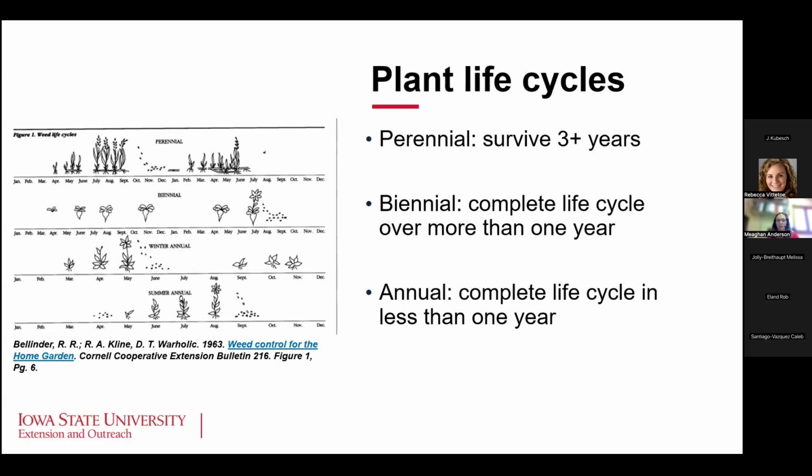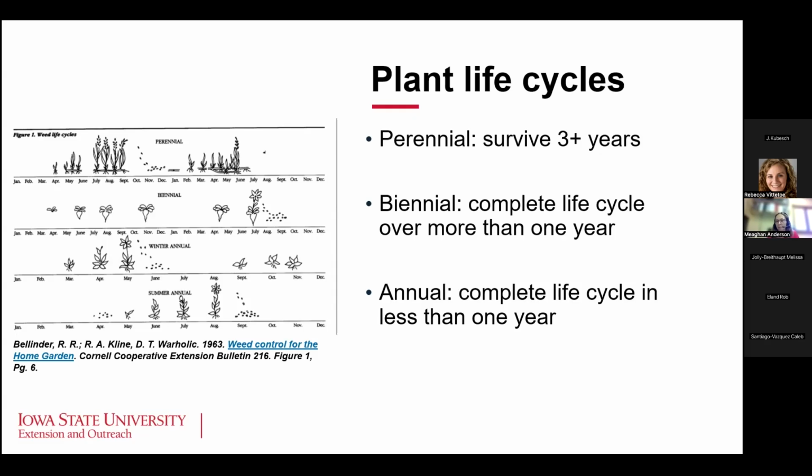I always think of weeds as our relative species that many people understand. Our annuals might be something like a waterhemp or a mare's tail, whereas our biennials might be more like a musk thistle. So you can kind of think of the life cycles like that.